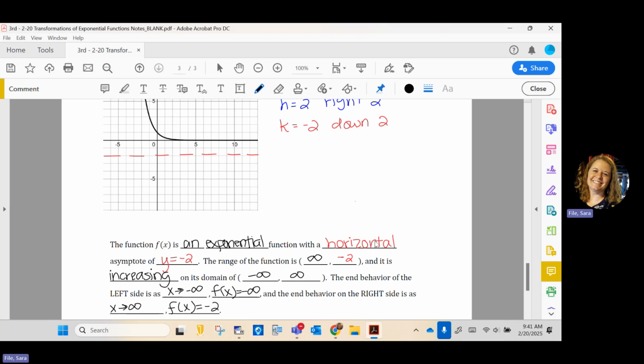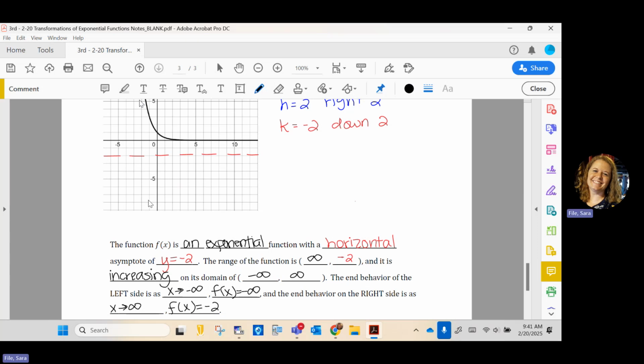If you have a good understanding of the general shape of the function and what the transformations are, where that asymptote is, and if the function's above or below it, or increasing or decreasing, you can answer all of this. But we do still have to graph it.